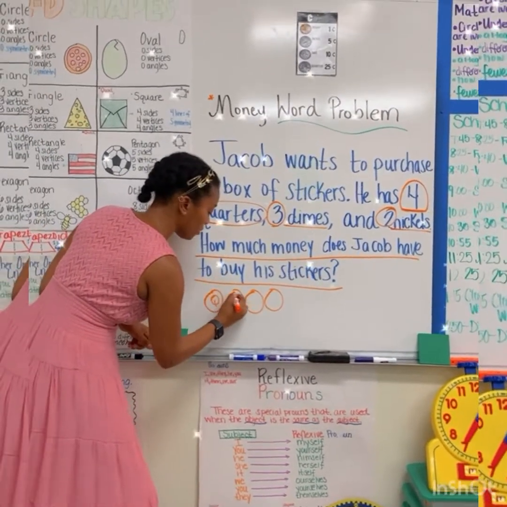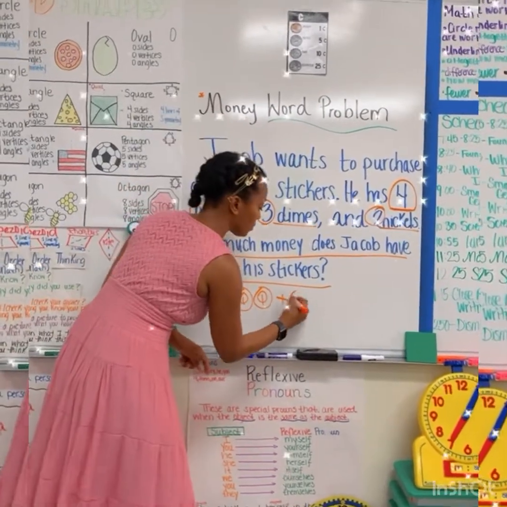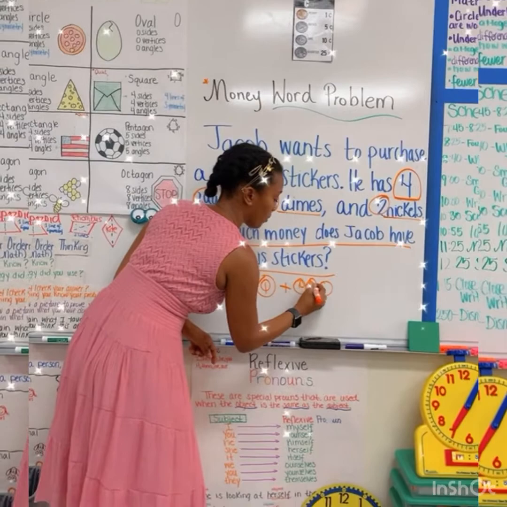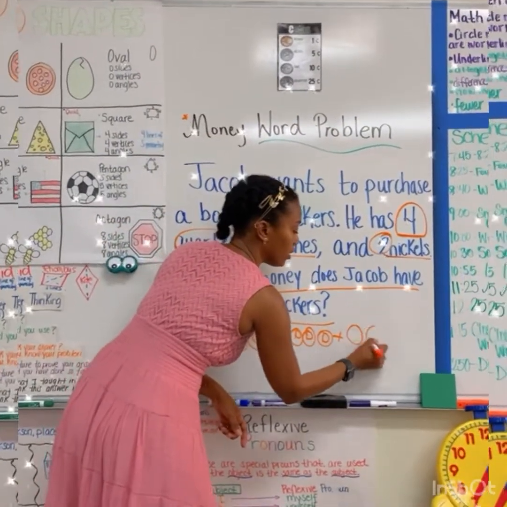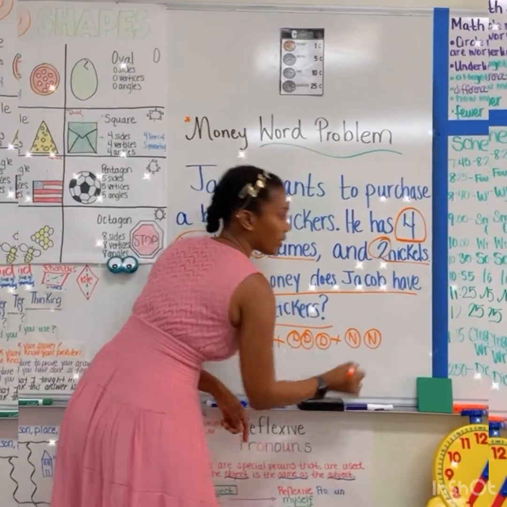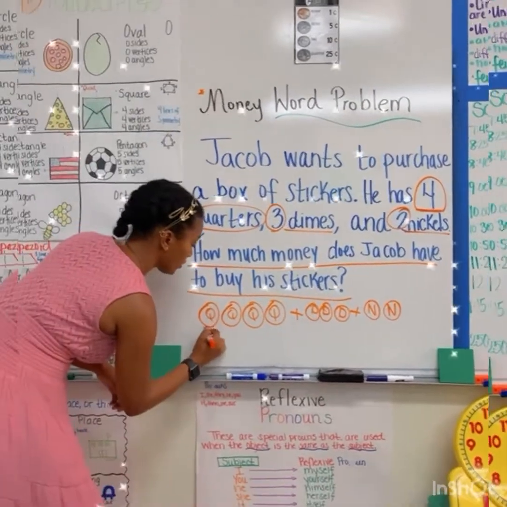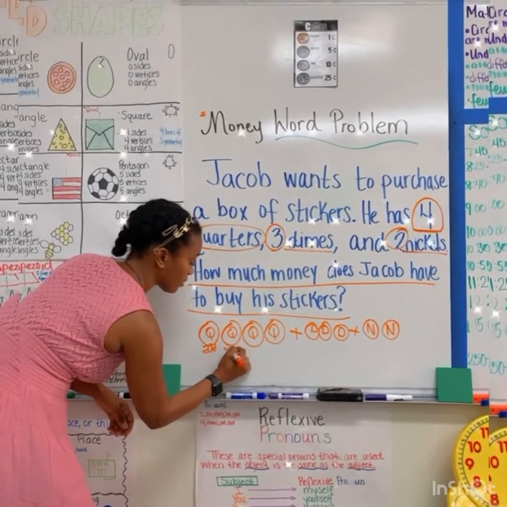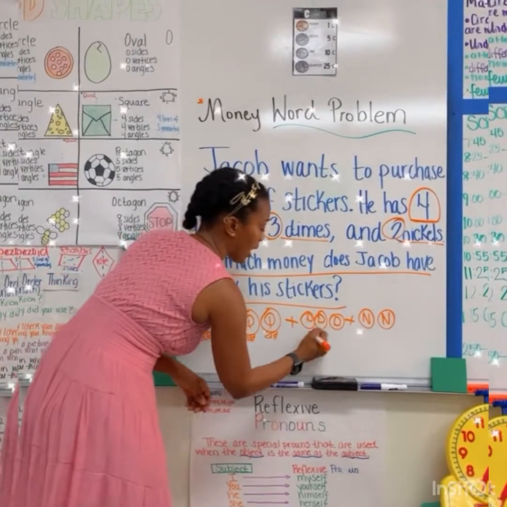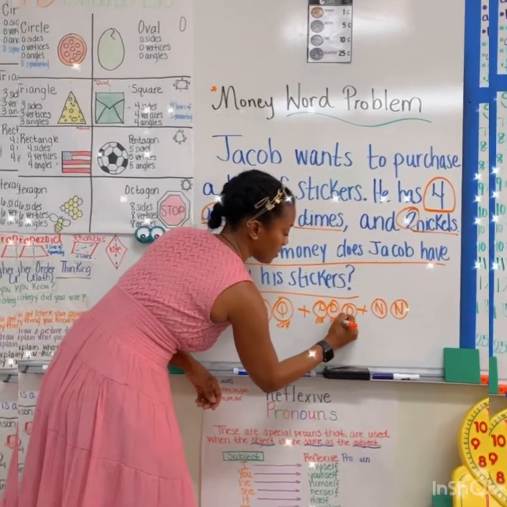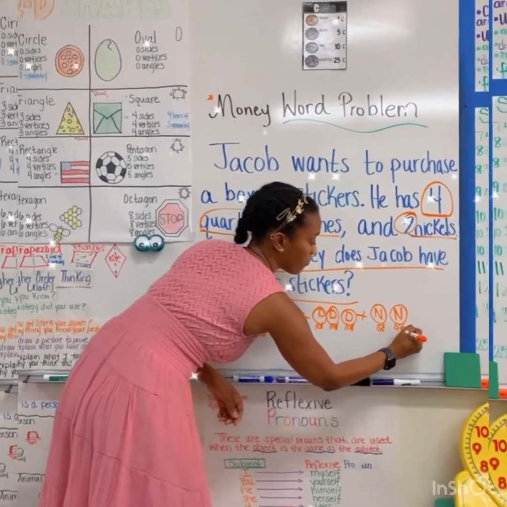I put my Q, 4 quarters, plus 3 dimes. 1, 2, 3. Put my D for dime. Now I'm going to add my 2 nickels. That's N for nickel. Now I'm going to go back and write the value of each coin. So quarters are worth 25 cents, 25 cents, 25 cents, 25 cents. Dimes are worth 10 cents, 10 cents, 10 cents. Nickels are worth 5 cents, 5 cents.